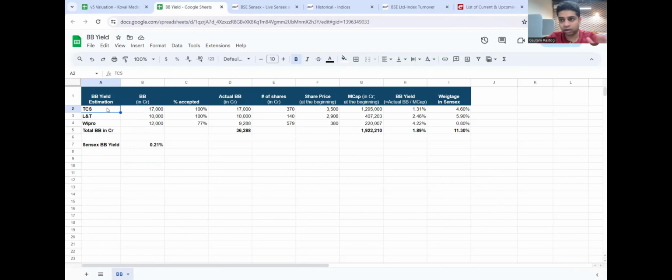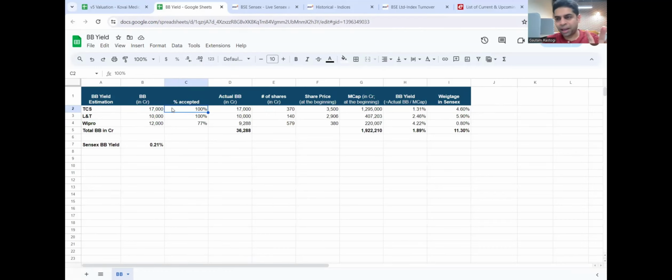So what you do is, and again, walking you through this process at a high level, just so that you understand the concept. And you can do it on your own. It's not difficult or something. Straightforward. It's just that it takes some time. It's not as straightforward as pulling the Sensex return or dividend yield. So for TCS, you just Google. You would come to know that TCS announced a buyback of 70,000 CR.